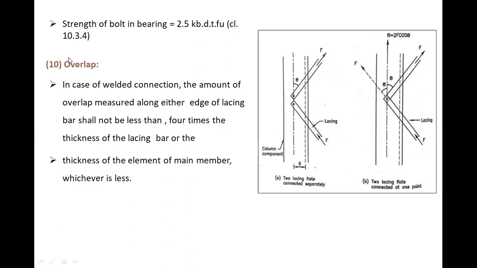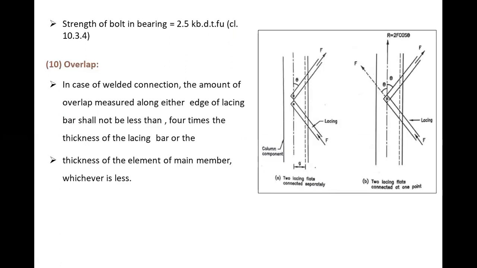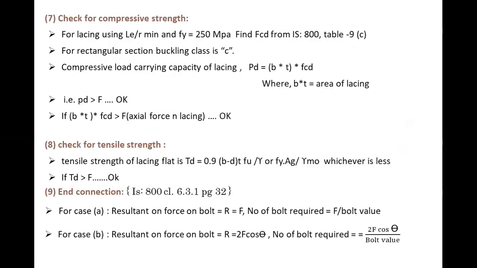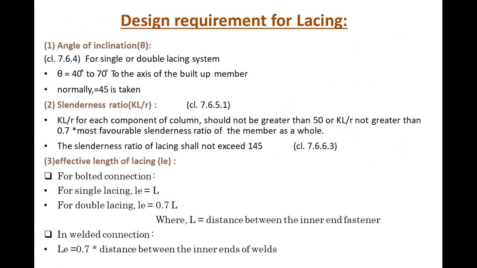So our 10th criterion is overlap. In case of a welded connection, the amount of overlap measured along either edge of the lacing bar shall not be less than 4 times the thickness of the lacing bar or the thickness of the element of the main member, whichever is less, right? So this one is our overlap condition. So these 10 criteria must be satisfied during the design of the lacing system.